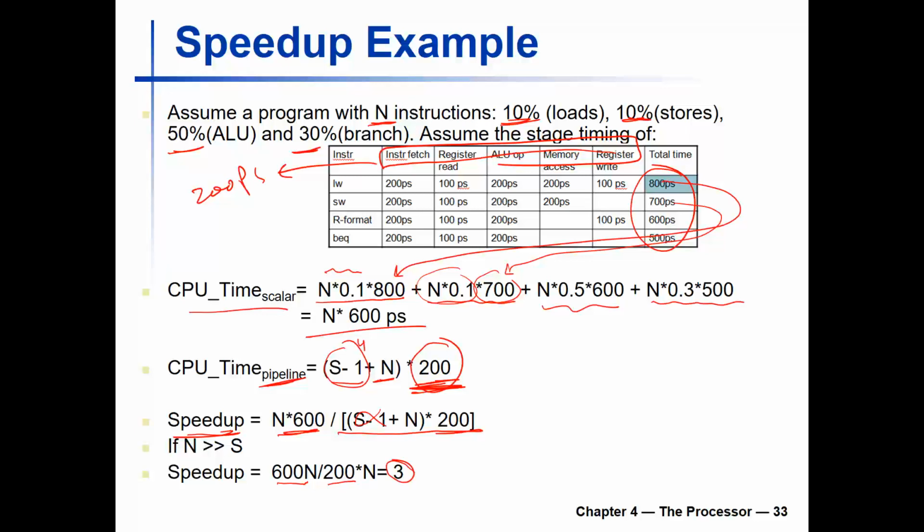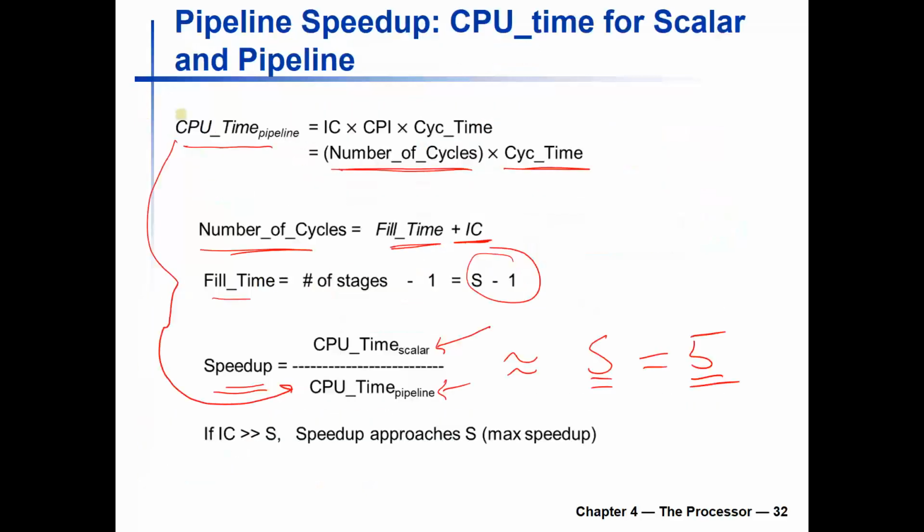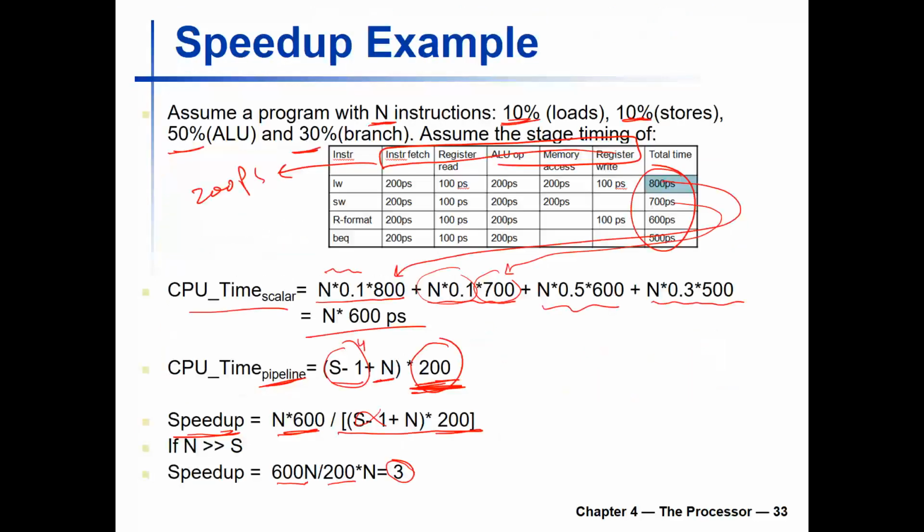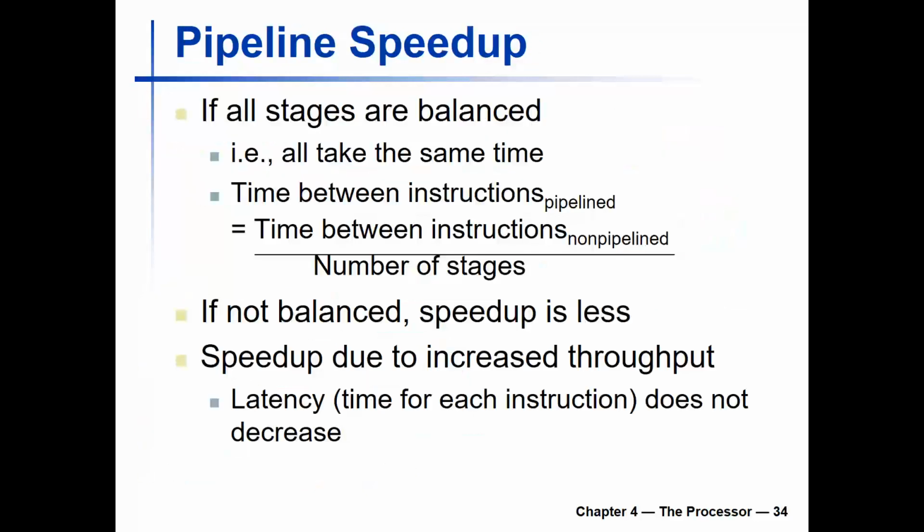Now, you might ask, why 3? Because we predicted just a while ago that the speed up should be the number of stages S. I say yes, S, but this is when all the stages take the same time. But here, since I have stages with different times, I lose some of the speed up because of these inconsistencies. Okay, so this is as much as far as the pipeline.